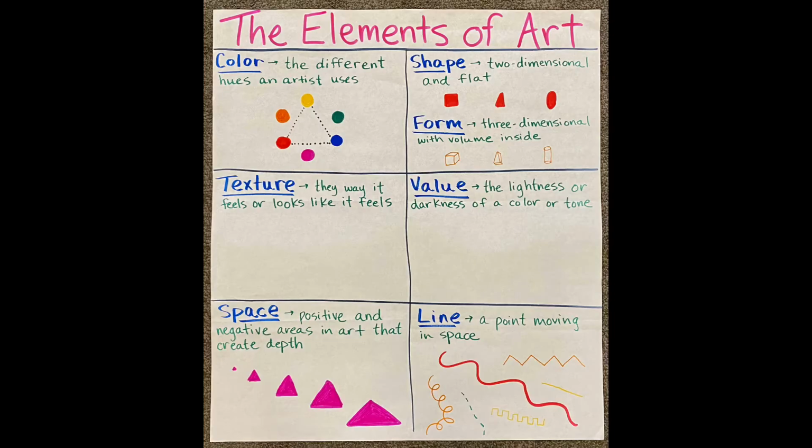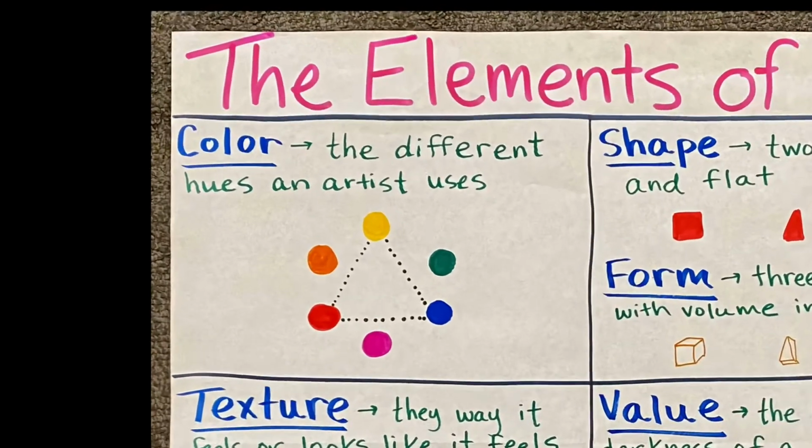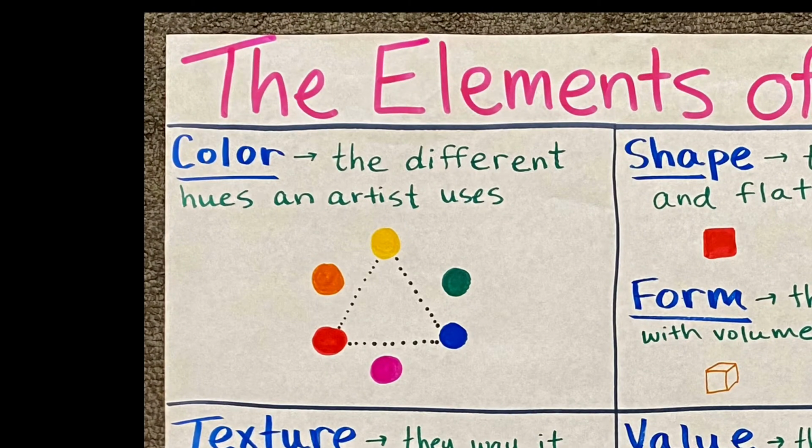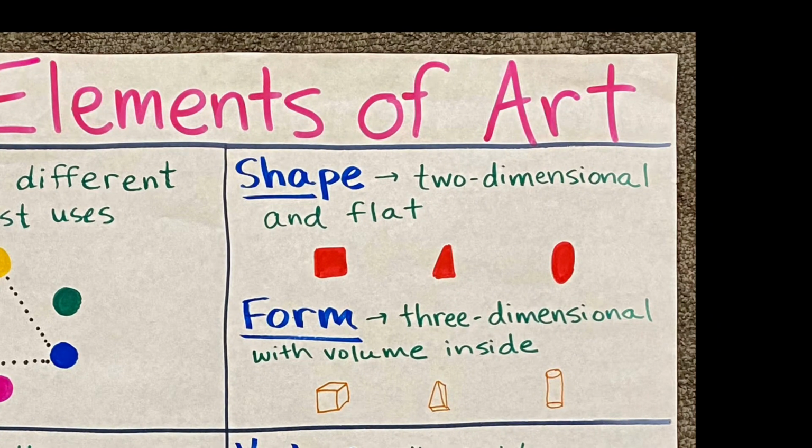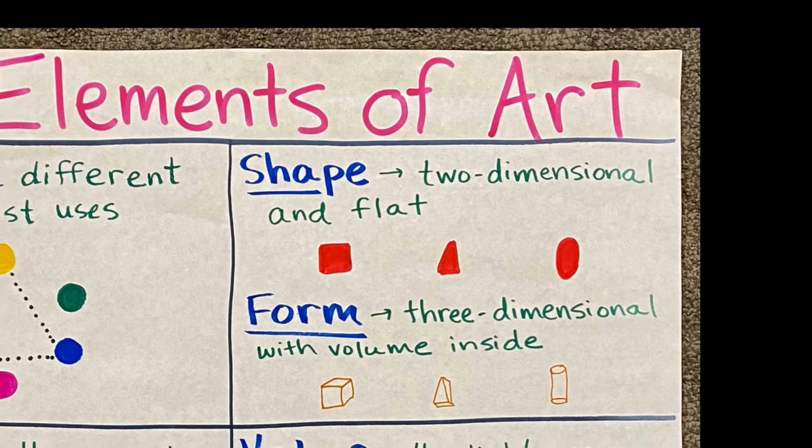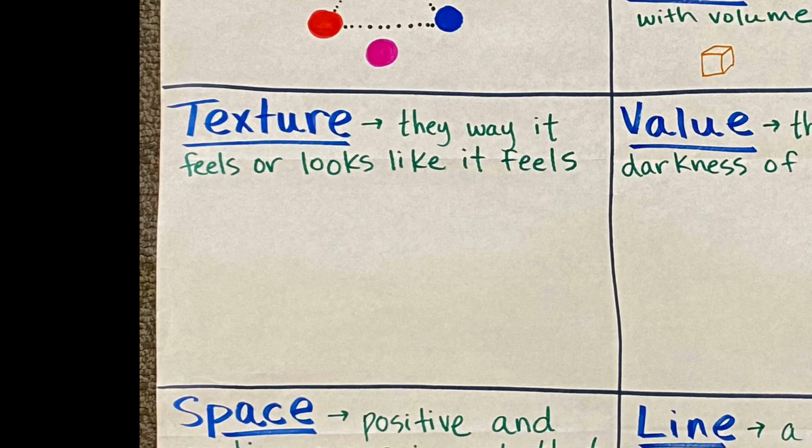Okay, let's take a look at the elements of art. We have the element of color. These are the different hues an artist uses. We have the element of shape. These are two-dimensional and flat. Or form. These are three-dimensional with volume inside. We have the element of texture. This is the way it feels or looks like it feels.